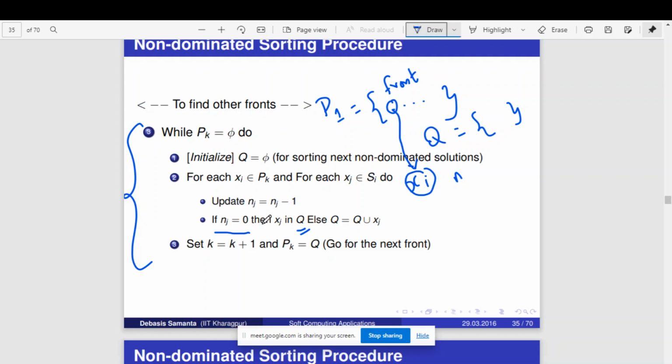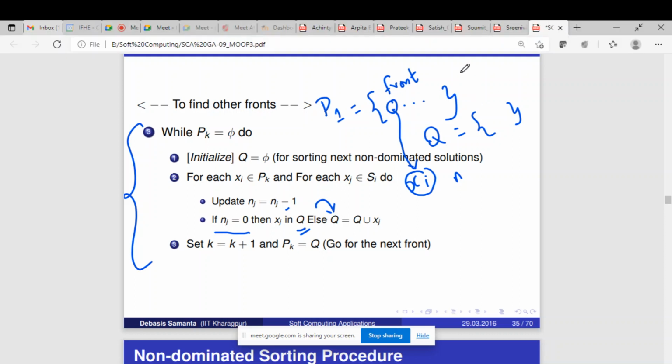So there should be only one individual who is better than this individual. When you subtract 1, it becomes 0, so then it is added to the queue. Like that it finds the set of individuals which are lying in front 2.